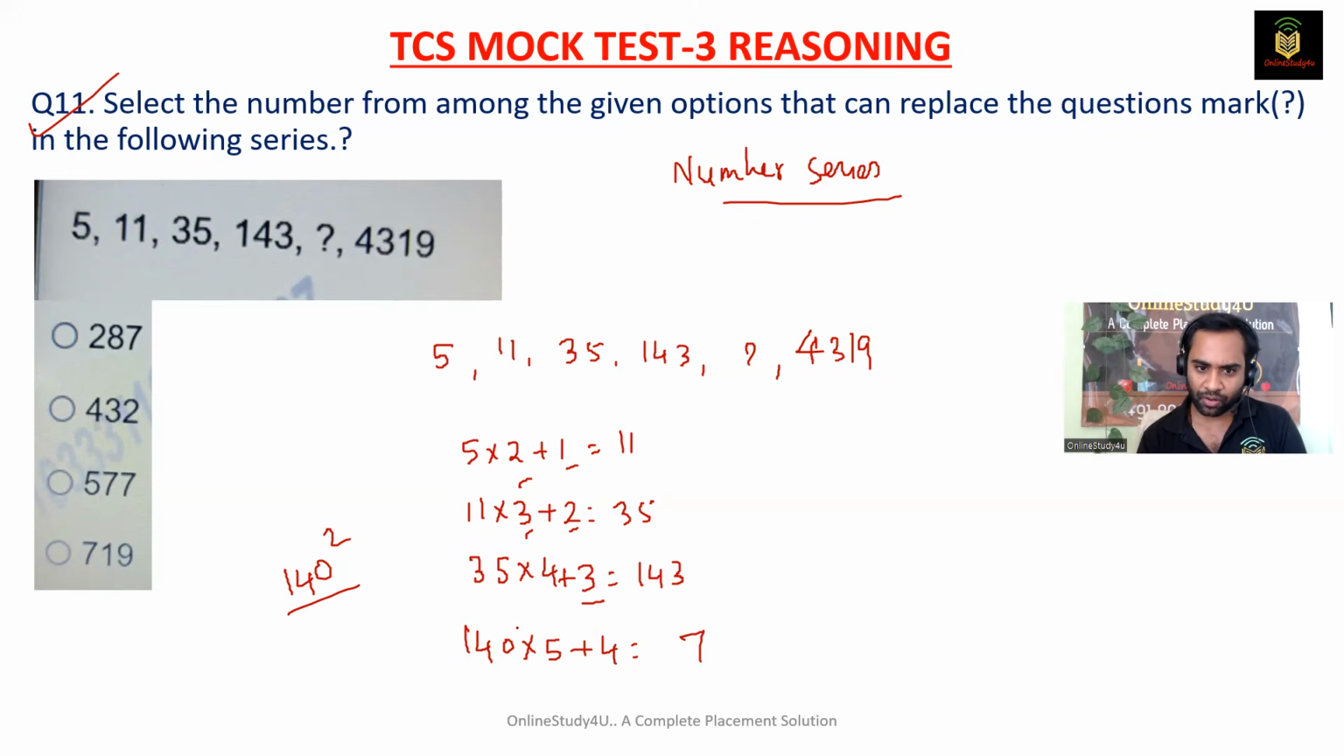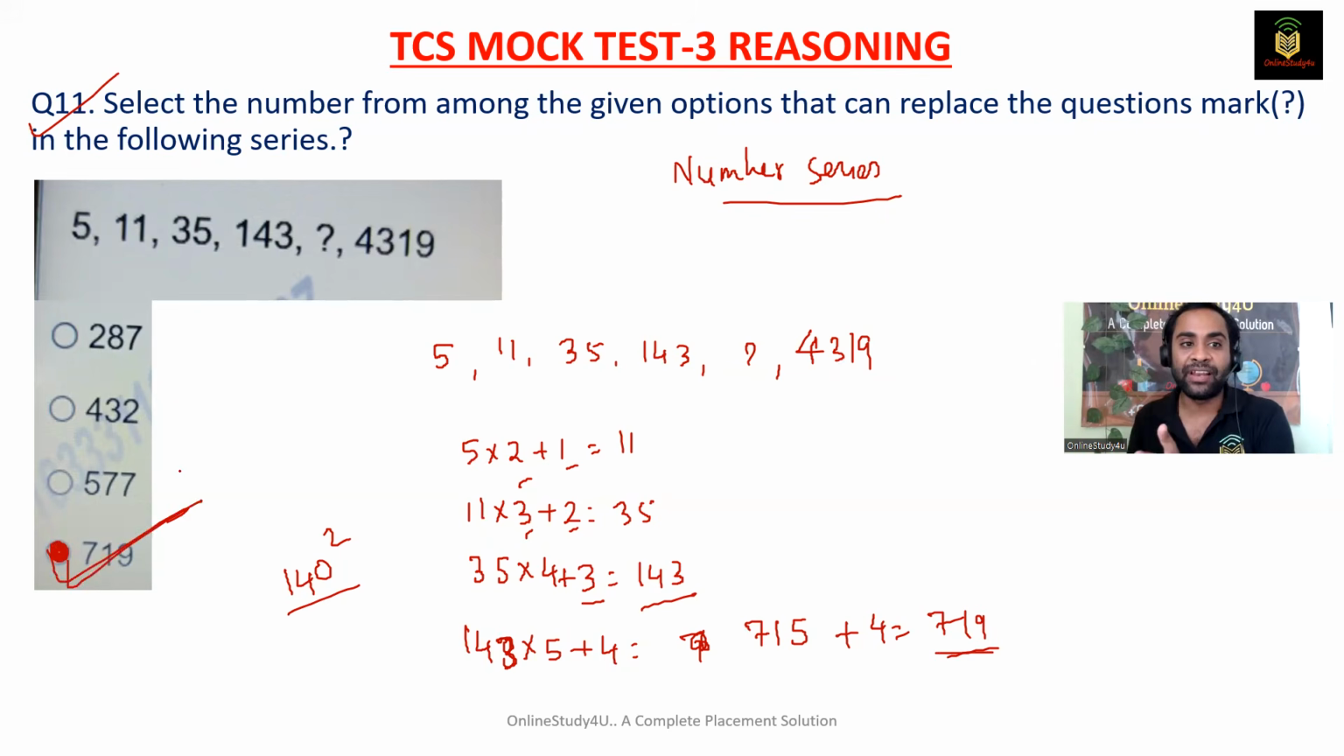So, sorry, it is 143, right? Okay, 143. Here it is, 143. So 5 threes are 15, and 17, 70 plus 1, 71 plus 4. It will be 719. So 719 will be the correct answer. That means option D will be the correct answer for question number 11.